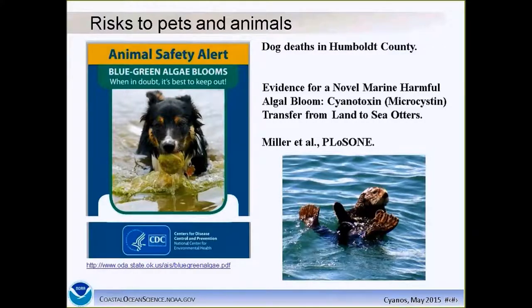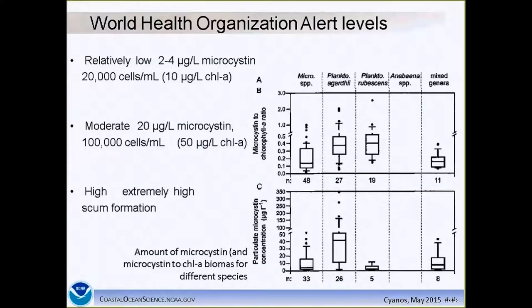All over the country, there are issues. Of course, we just heard about Melissa Miller's work on the sea otters as well. Regarding the World Health Organization, right now the U.S. does not have any standards for toxin levels. EPA is working on those. The problem with Toledo last summer really brought that to the fore, and the U.S. EPA is supposed to be releasing the draft documents, I believe, later this month. So there will be recommendations for at least microcystin, and I think anatoxin also.